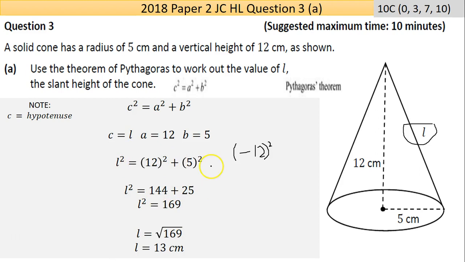So if we go left to right now, 12 squared, as we said, is 144. 5 squared, 5 times 5, is 25. Do the maths there and add the sum. 144 and 25 is 169. Now, if you know your squares and square roots, the square root of 169 is going to be 13. So you're fairly sure you're on the right path.